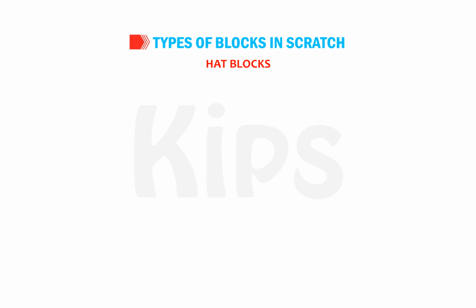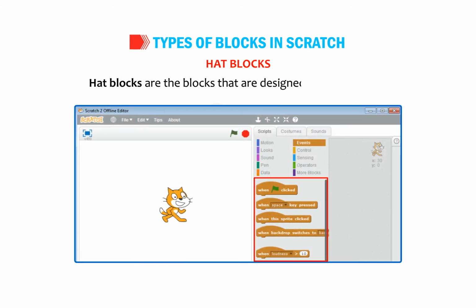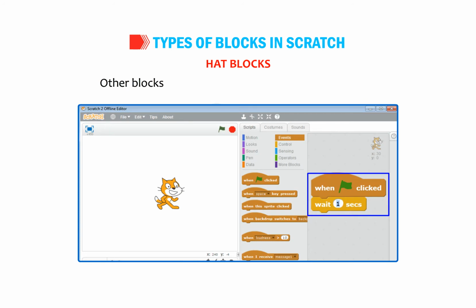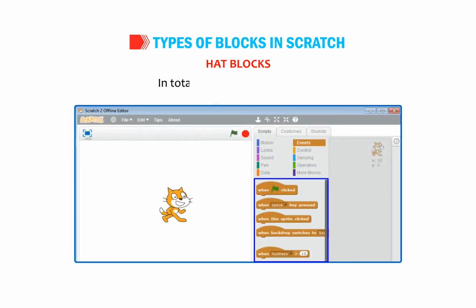Hat blocks. Hat blocks are the blocks that are designed to start a script. These blocks usually have a rounded top and a notch at the bottom of the shape. Other blocks can be placed below it but not on the top. In total, there are 11 hat blocks.